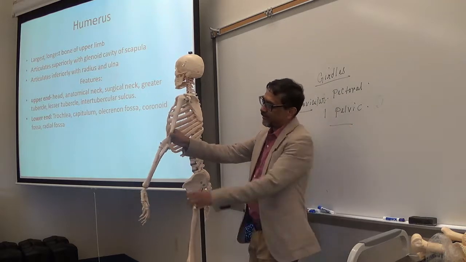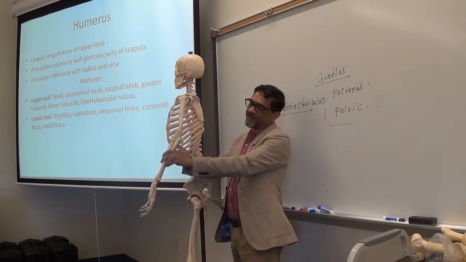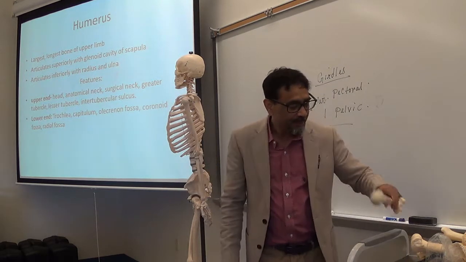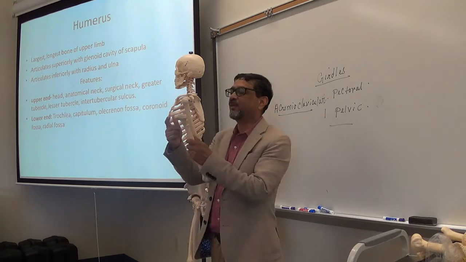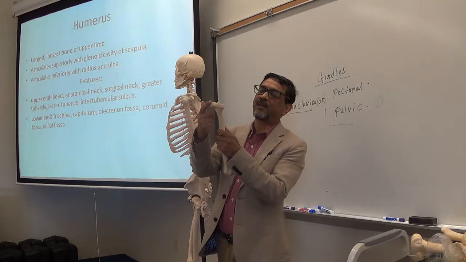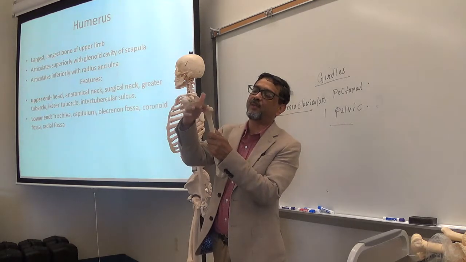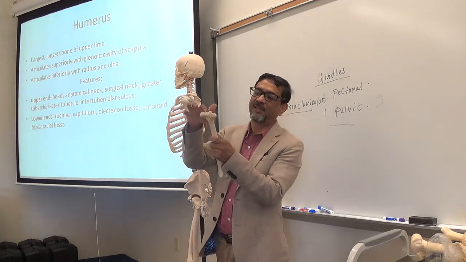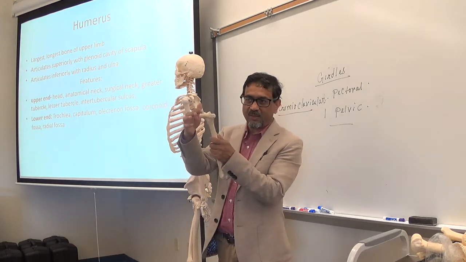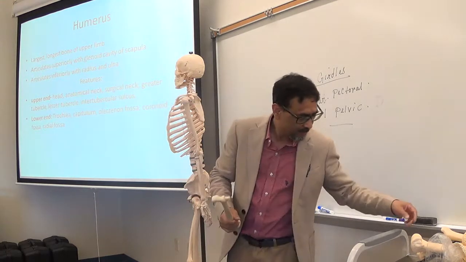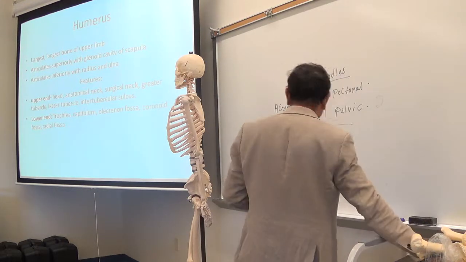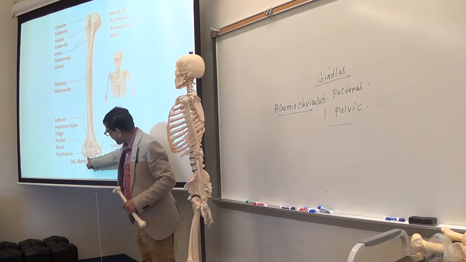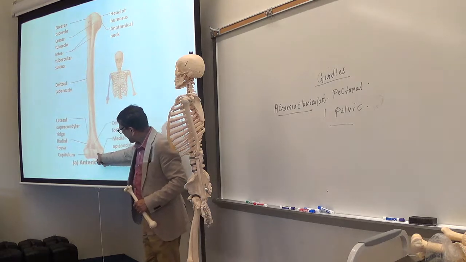Now the lower end articulates with the radius and ulna, right? So in the lower end, you have two structures. You see here, this part is round, that articulates with the radius. This part is kind of rectangular for the ulna. So radius here, ulna here. This round structure is called capitulum. And this rectangular part for ulna is called trochlea.